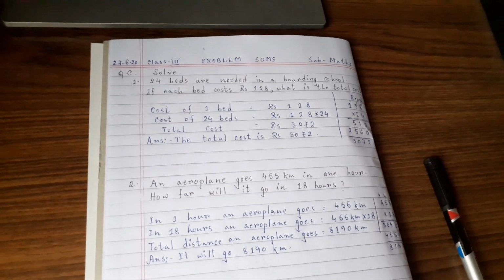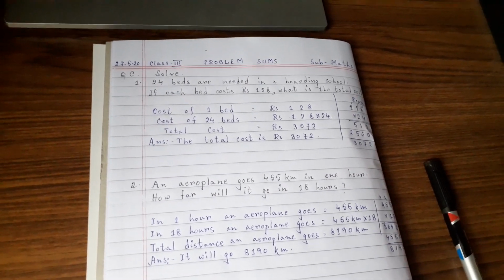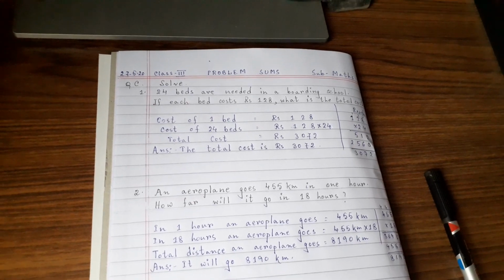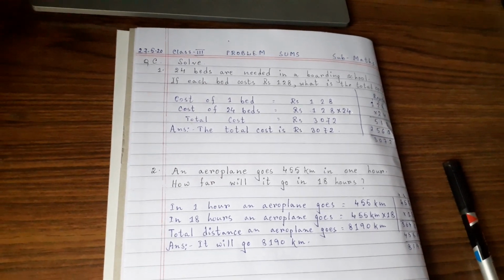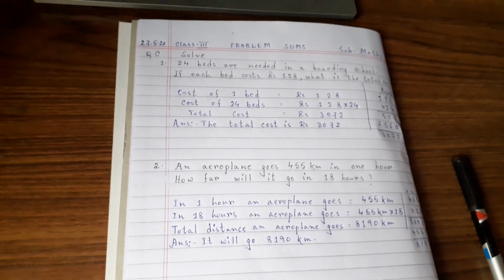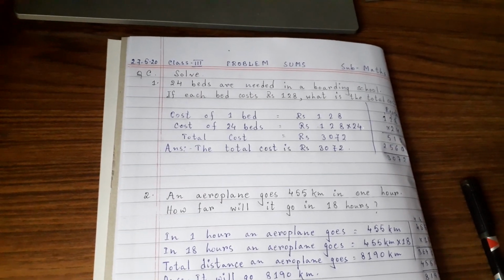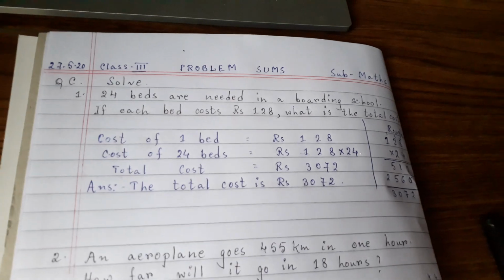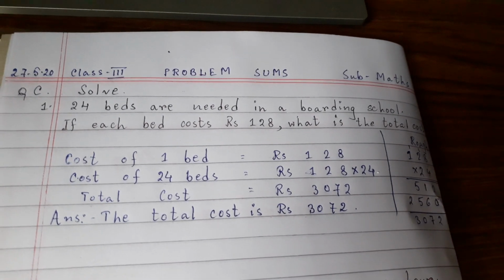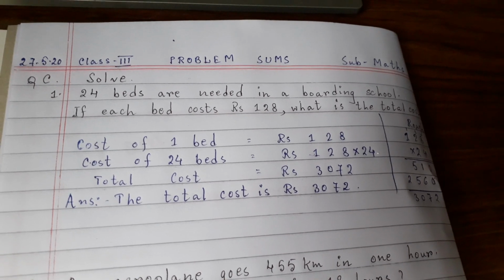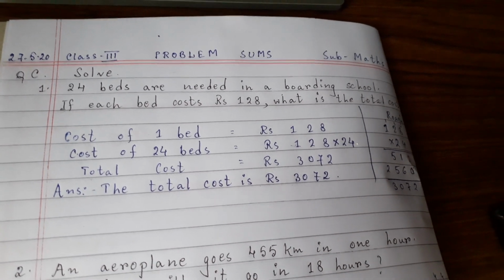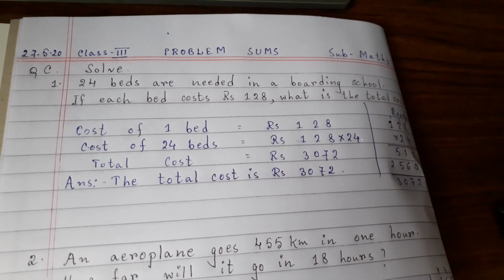My dear students, in today's class, we will learn the problem sums based on multiplication. Sum number 1: 24 beds are needed in a boarding school. If each bed costs rupees 128, what is the total cost?